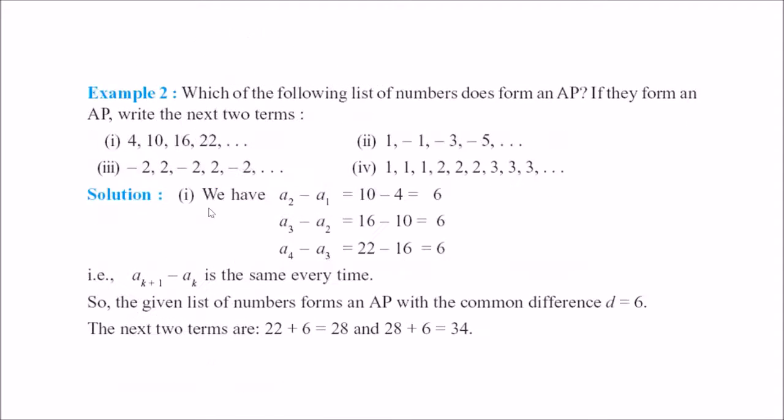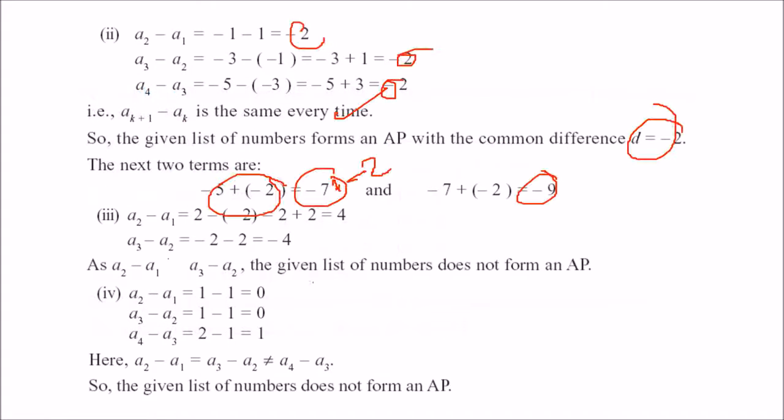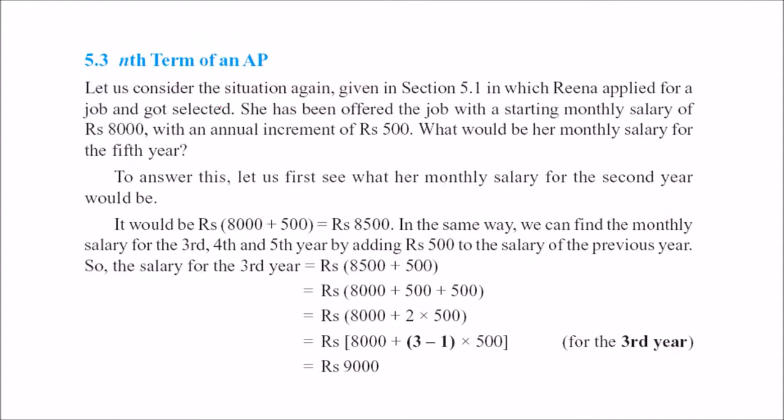How about this? 2 minus of minus 2, minus 2 of minus 2, you get these values. Sometimes you get 0, sometimes you get 1. So there is no common difference. So this actually is not in AP.